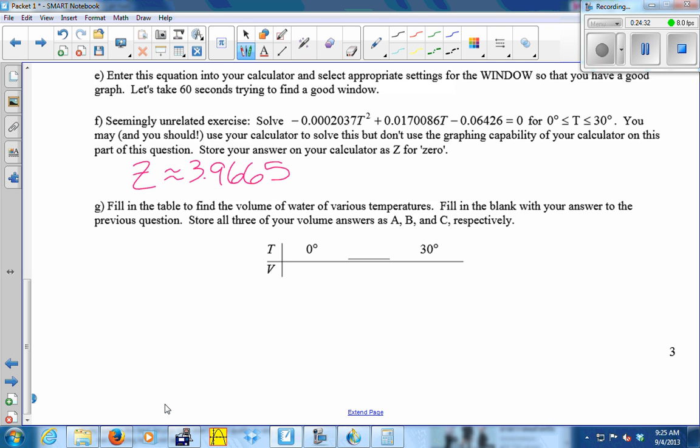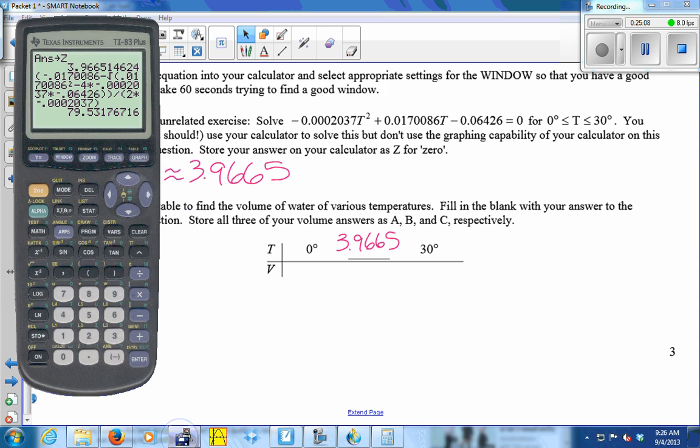All right, so now I want to fill in this table to find the volume of water at some various temperatures. And I want to fill in the blank with the answer to my previous question. So I have 0 and I have 30. I want to do 3.9665 also. I want to find the volume of water at this mystery number, right? So this is a mystery equation. I didn't tell you where we came up with it, but it gave us this 3.9665 number. And I want to store all three of my answers as A, B, and C respectively.